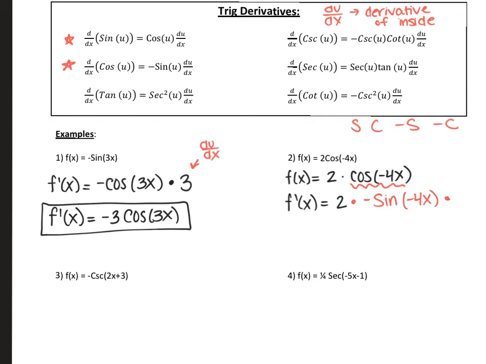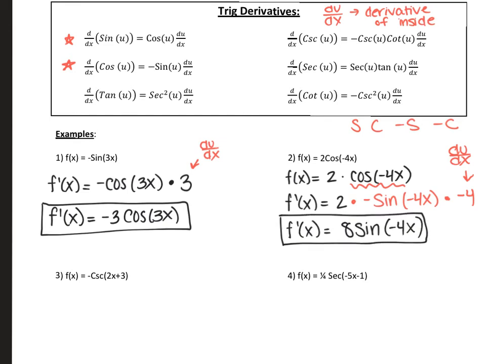Then we have to take the derivative of the inside. The derivative of negative 4x is just negative 4. So this negative 4 is the du dx, the derivative of the inside of the parentheses. If we simplify things, we've got 2, negative 1, and negative 4. A negative times a negative is a positive, and 2 times 4 is 8. So my final answer, f prime of x, is equal to 8 sine of negative 4x.